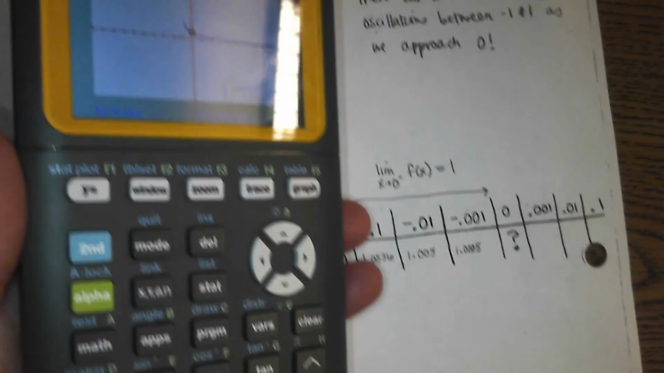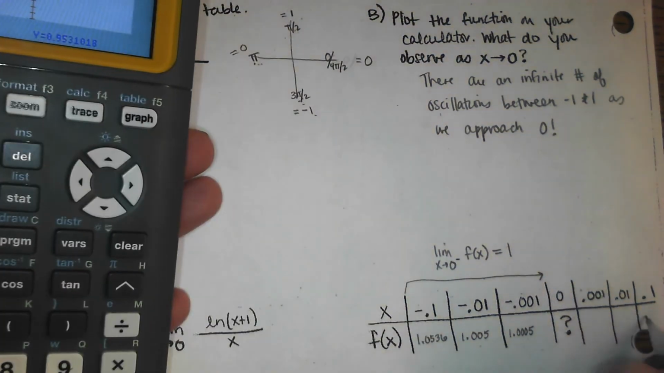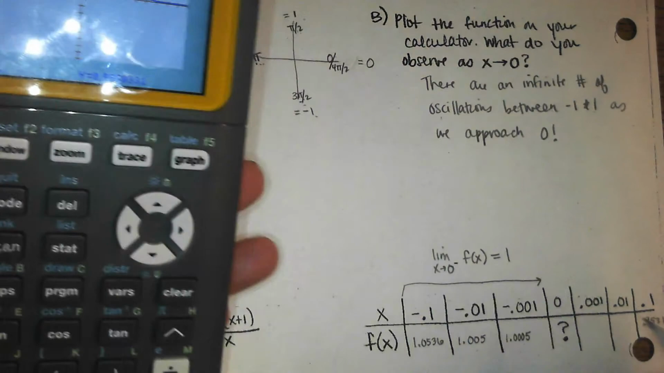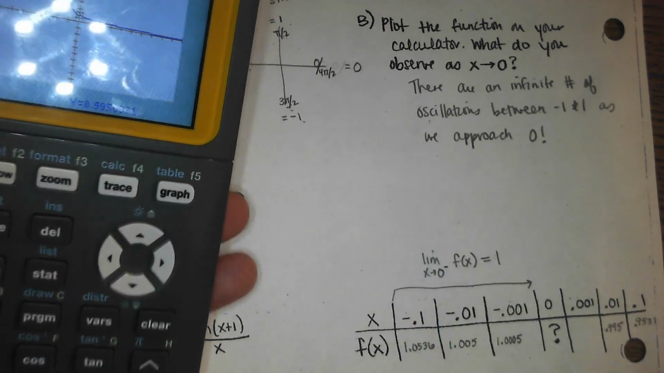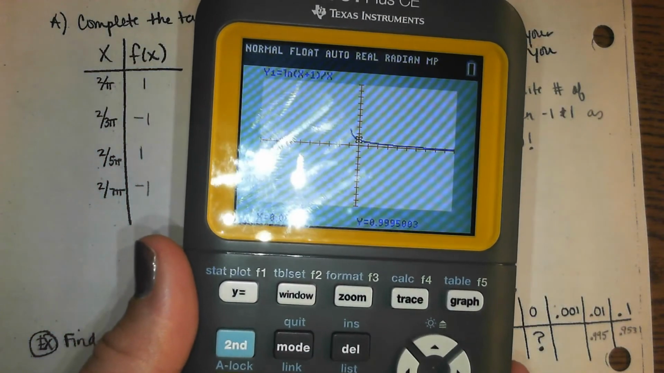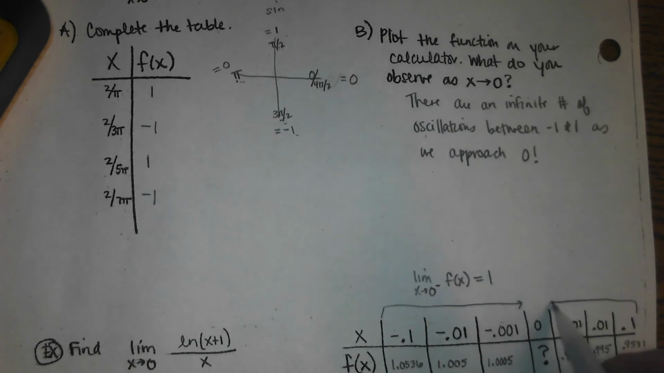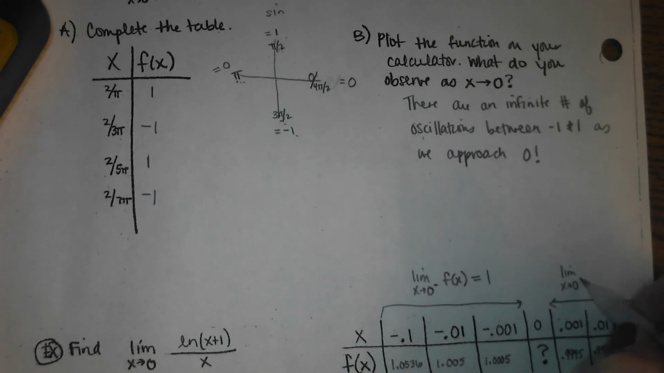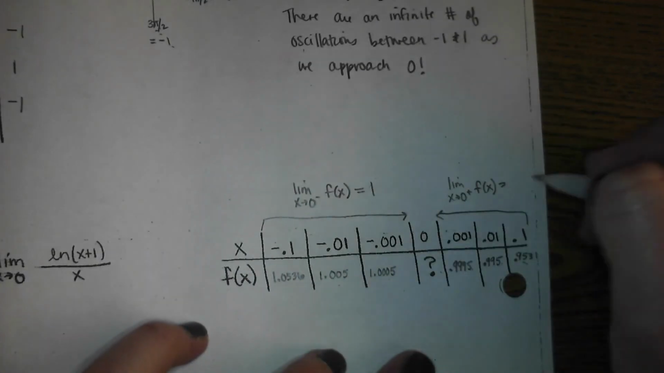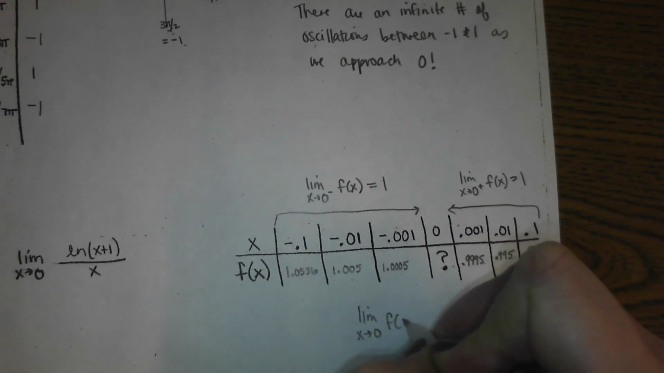On the positive side of things, if I do my second trace value for 0.1, I get 0.9531. If I then do 0.01, I get 0.995. And if I do 0.001, I get 0.9995. And so I would say my limit as I approach 0 coming from the right on this function is also 1. It's just increasing toward 1. And so therefore the overall limit as x approaches 0 on this function is 1.